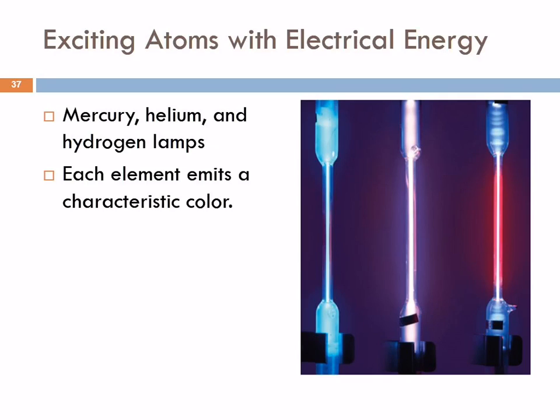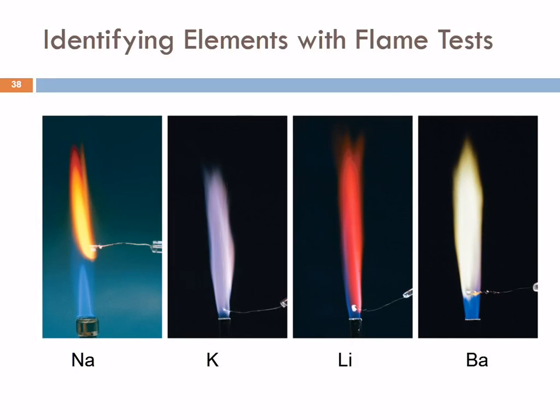So here's 3 lamps. We're going to be looking at these lamps on Wednesday. This is a mercury lamp, so it's got mercury gas in it, and then we apply voltage across it. This is helium, and this is hydrogen. And each of these lamps emits light of a different color. We see this with flame tests as well. When we put sodium in a flame, or potassium, lithium, barium, we see that the flame turns different colors. And that has to do with the emission of light from these atoms when they absorb energy.